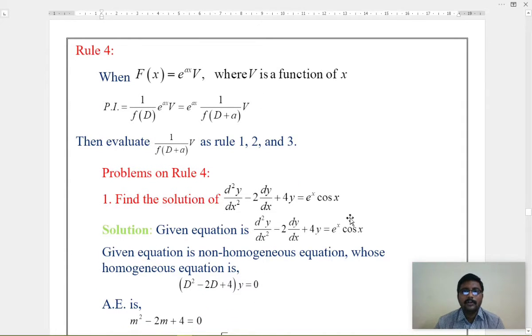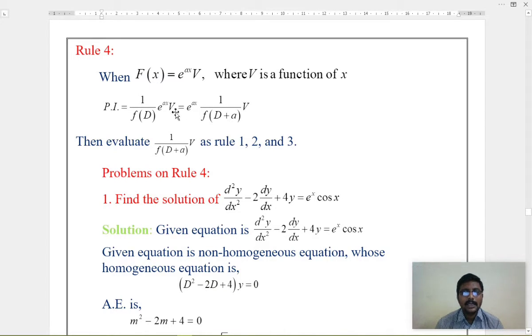Rule 4. To find the particular integral, we should follow this rule 4. Whenever the right hand side function is of the form e power ax into v, that is the product of an exponential function, then we have to use rule 4. The formula is 1 by f of D, e power ax into v, is e power ax into 1 by f of D plus a, into v.